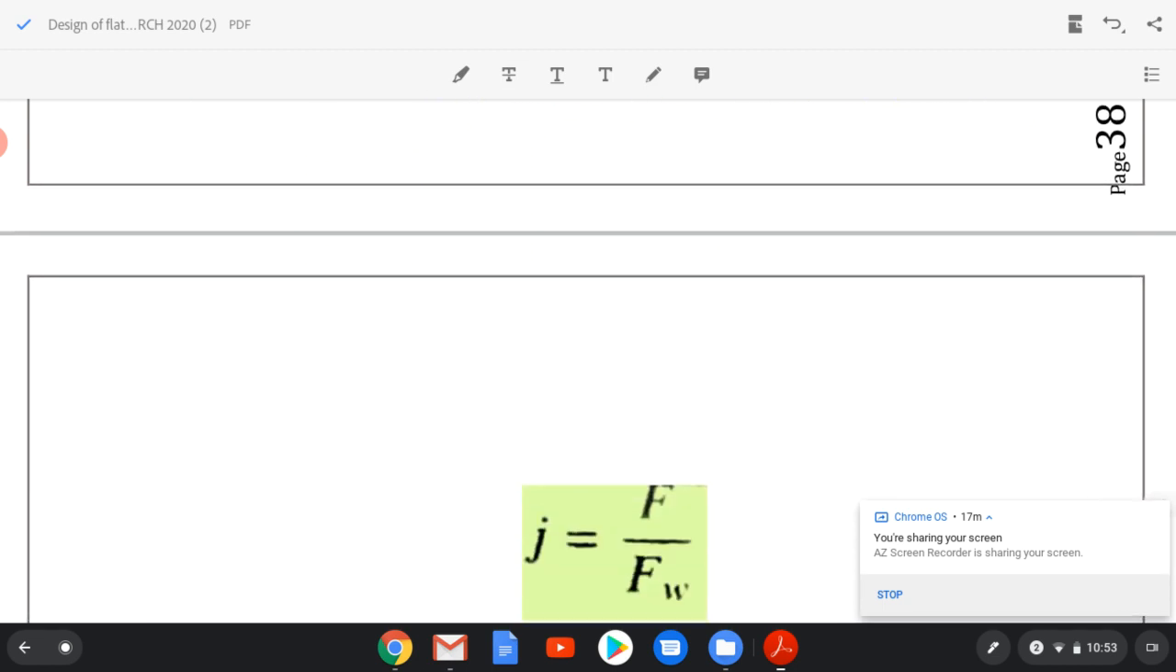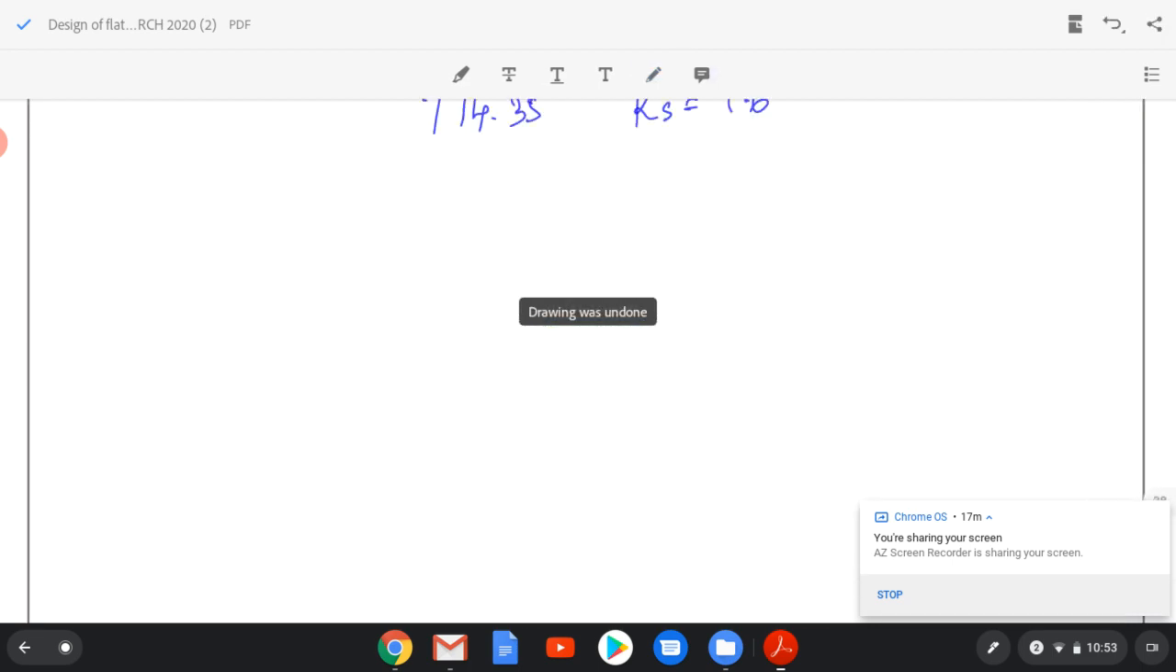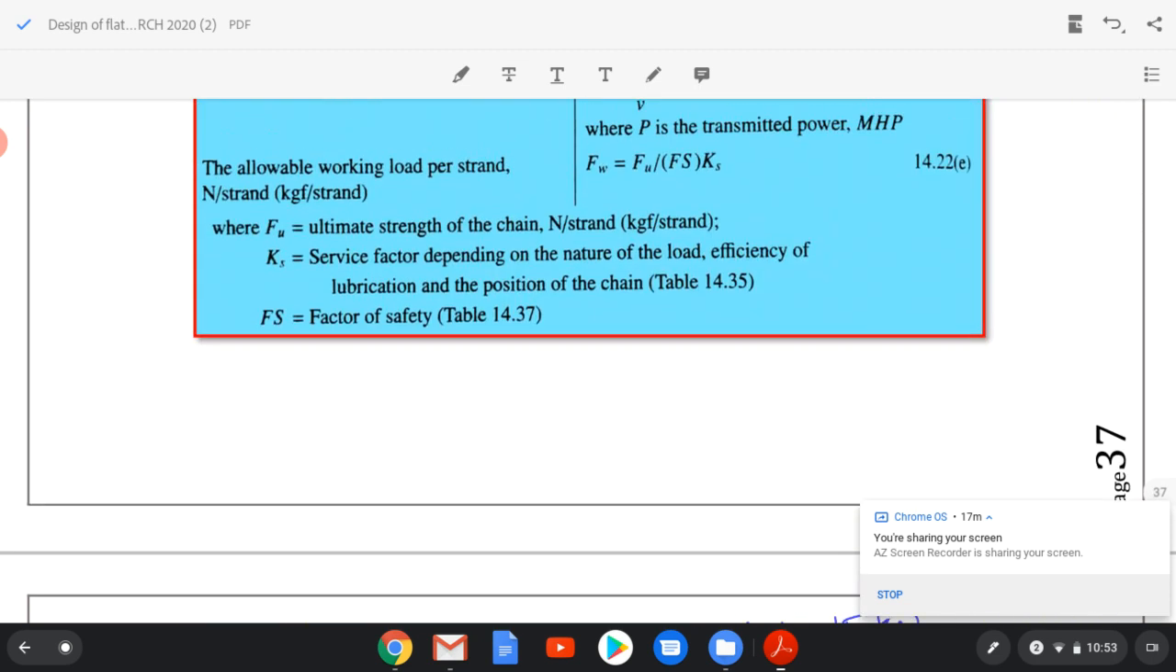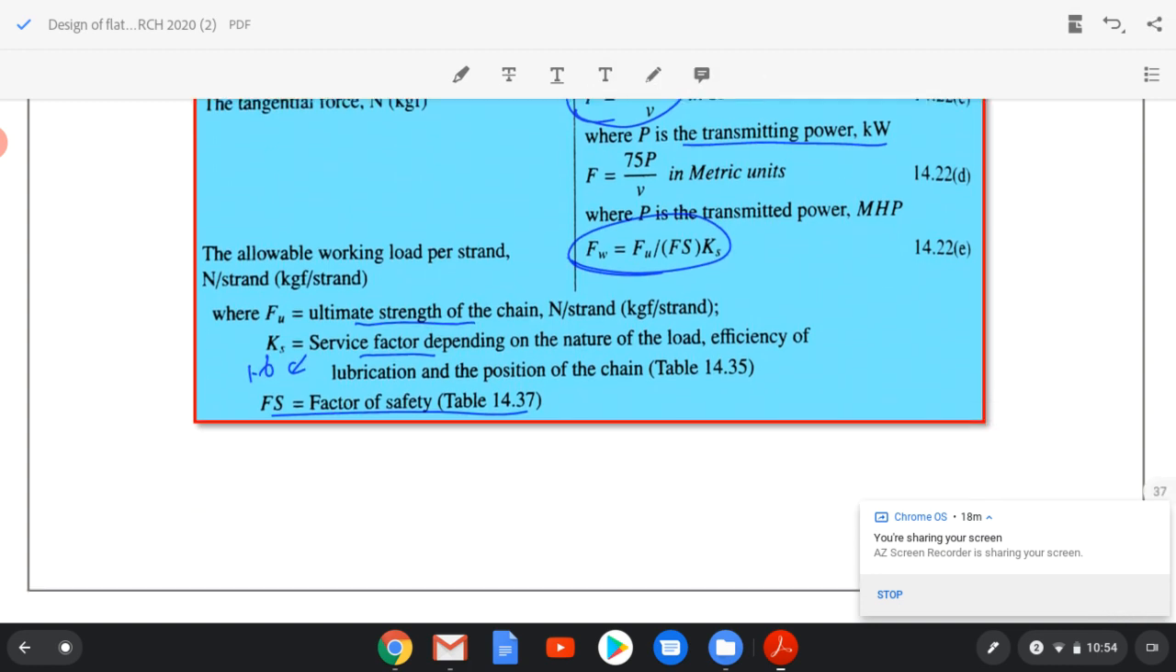Now I can find J equal to F by Fw, where Fw equal to Fu by Fs into Ks, which is given in this equation 14.22e. Fw equal to Fu by Fs into Ks, where Fu is the ultimate strength, Ks is the service factor, we have already found that value 1.6, and Fs is the factor of safety, which will be obtained from table 14.37.